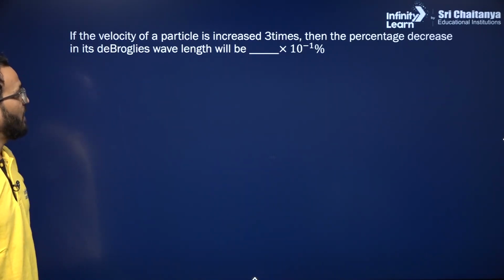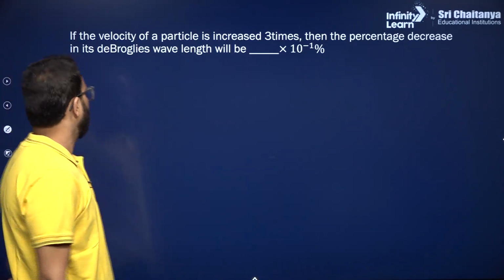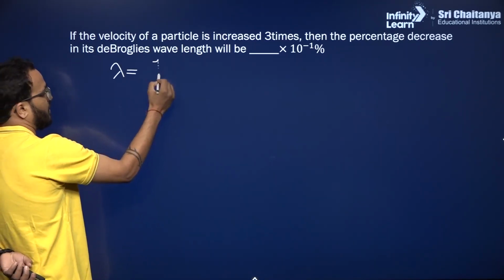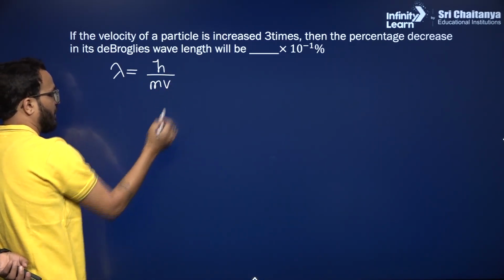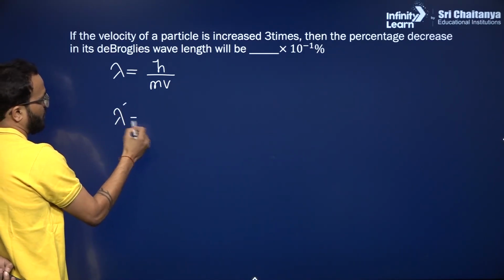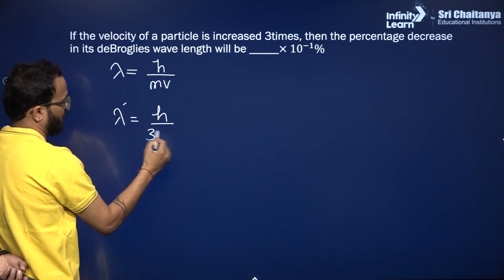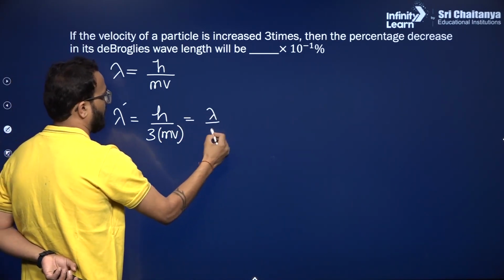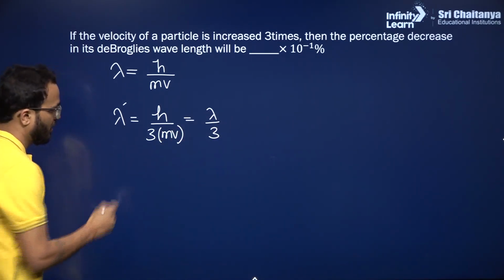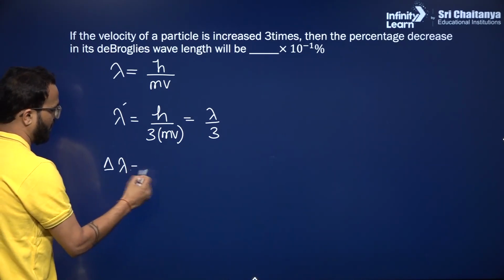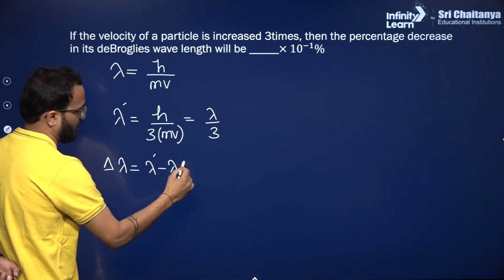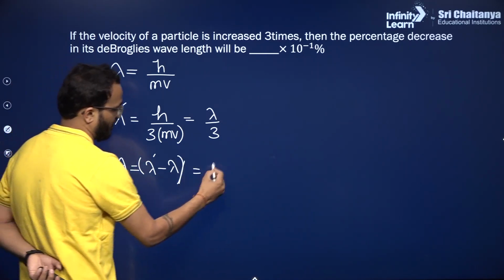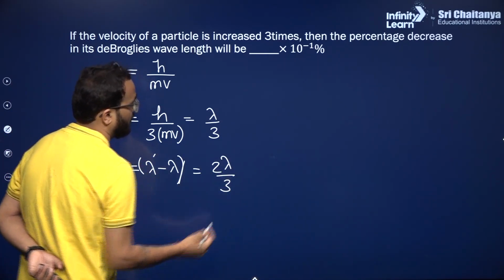If the velocity of the particle is increased 3 times, find the percentage decrease in its de Broglie wavelength. What is de Broglie wavelength? It is h by mv. So lambda dash will be what? h by 3mv. So it is lambda by 3, right? So what is delta lambda? It will be 2 lambda by 3.